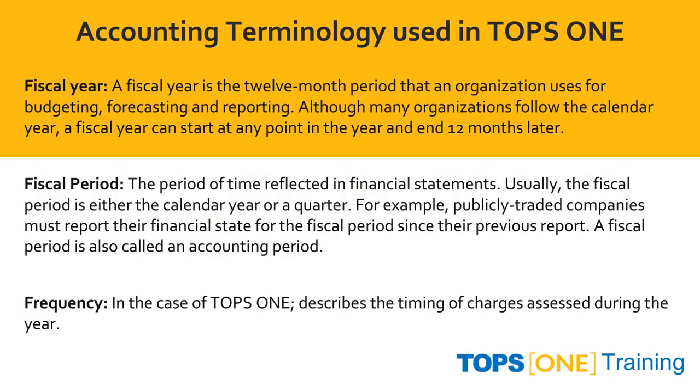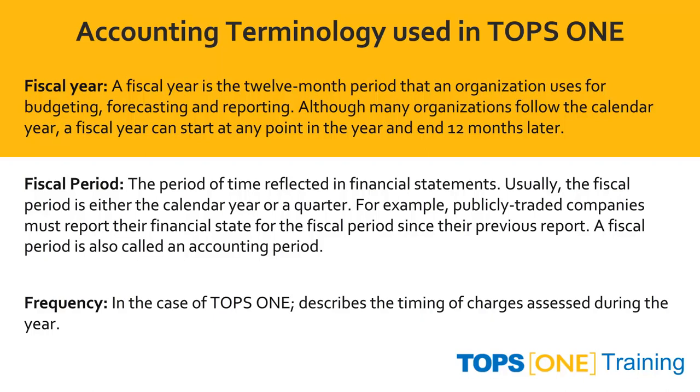Fiscal year. A fiscal year is the 12-month period that an organization uses for budgeting, forecasting, and reporting. Although many organizations follow the calendar year, a fiscal year can start at any point in the year and end 12 months later. A fiscal period.